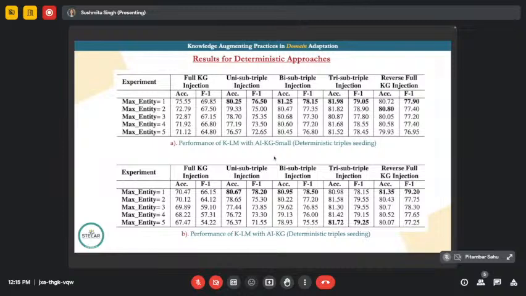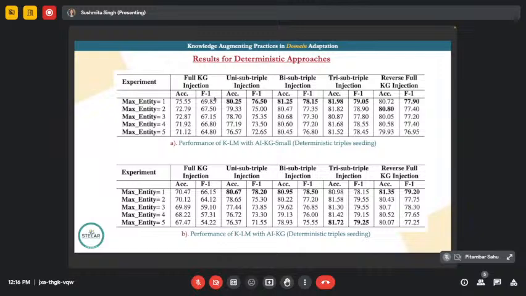You can see there are two tables. The first table is about the smaller graph, and the second one is the full graph of 14 million triples. So now let's compare. First we allow the model to have the injection of all the triples without any order. Then we force only the uni-subtriple triples to be injected, followed by bi-triple and tri-triple, and then there is a reverse full injection, where you use the largest triple first and later the smallest one. This is the course of the experiment.